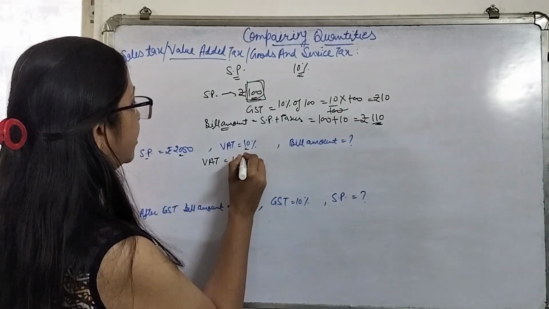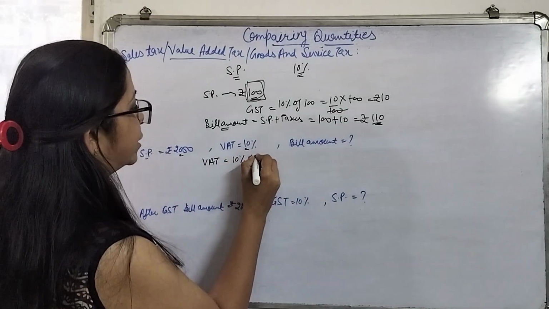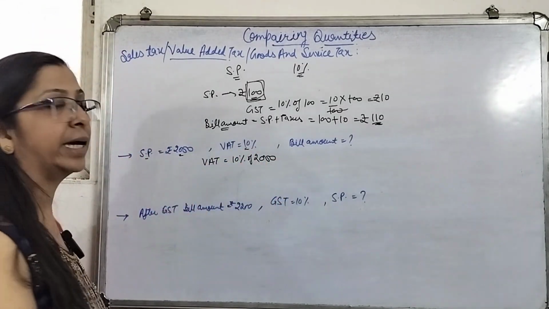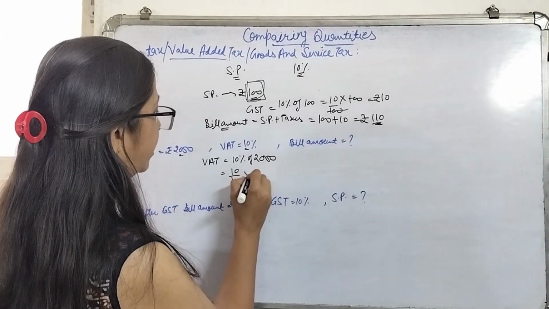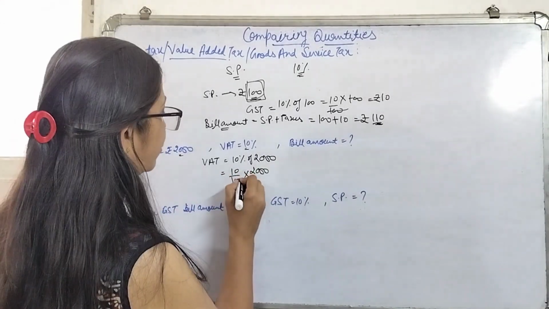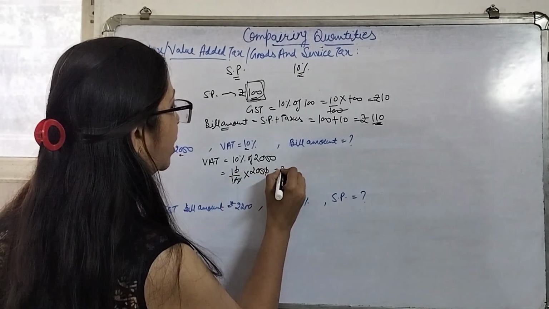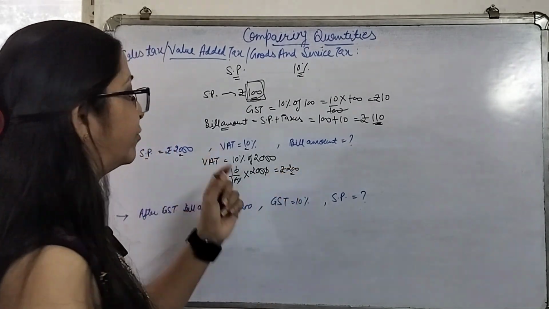So 10% of your selling price, that is your 2000, we will be paying as VAT. So it will be 10%, means 10 upon 100 multiplied by 2000. It is your 200 rupees as VAT we will be paying.